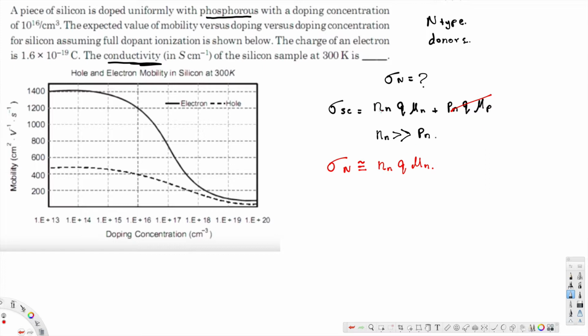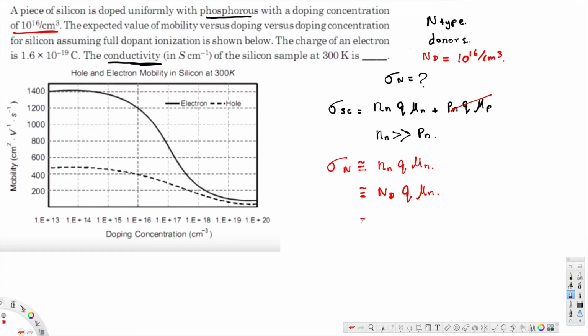Actually, Nn is nothing but the number of donors added, which is the Nd value. When we say N-type, the Nd value is given right here. This is the concentration of phosphorus, with a doping concentration of 10 to the power of 16 per centimeter cube. So this is the donors added, given by 10 to the power of 16 per centimeter cube. So this Nn is nothing but the number of donors added, and sigma n is approximately equal to Nd q mu n.